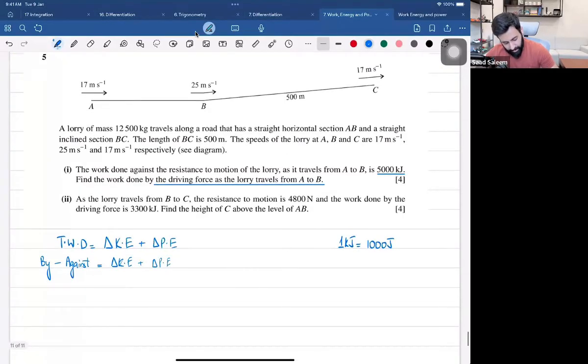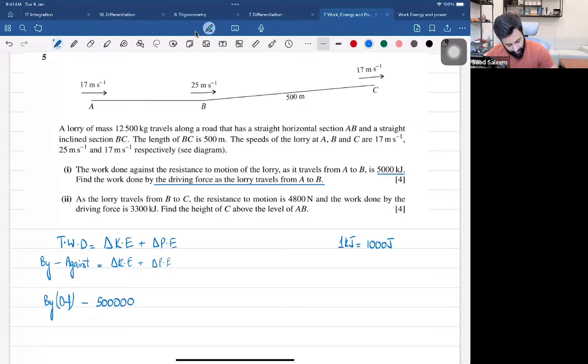Now, the work done by is basically the work done by the driving force, which we don't have. So we'll leave that as it is. I'm going to put a bracket and write DF in the bracket to show that the force acting in the direction the object is moving is the driving force. Minus against. So against is the 5,000. The work done against the resistance is the 5,000 joules that were given, except that it's not 5,000.